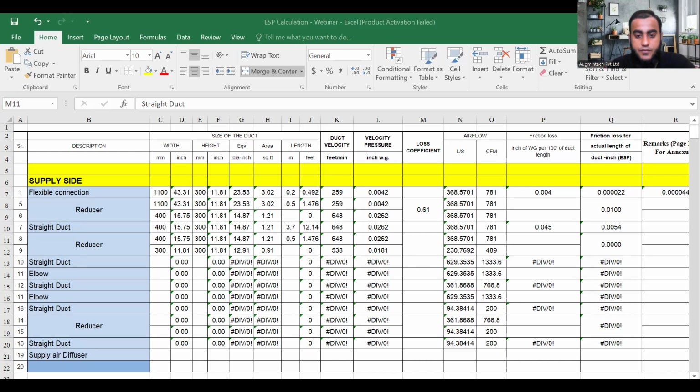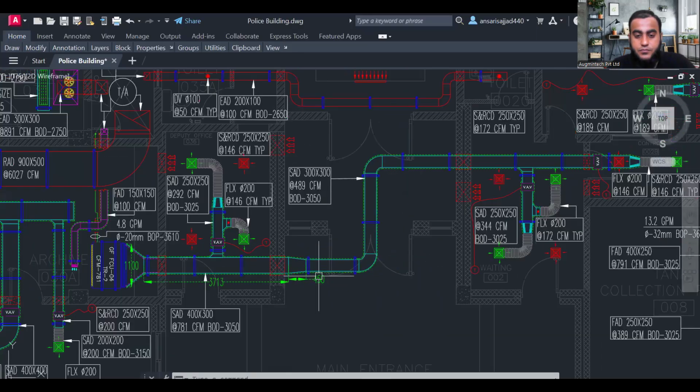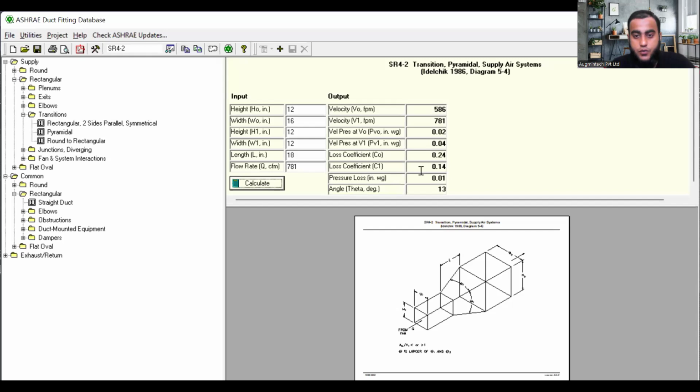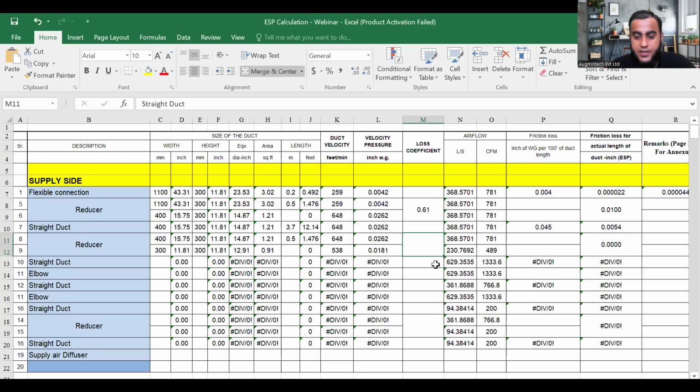Here in the software, we have got a loss coefficient value of 0.14. Just enter that in the Excel sheet and check it. 0.14, I think. So as per that, when you see here, we have got the value 0.0025. As per the formula, we have got the friction loss value 0.0025.